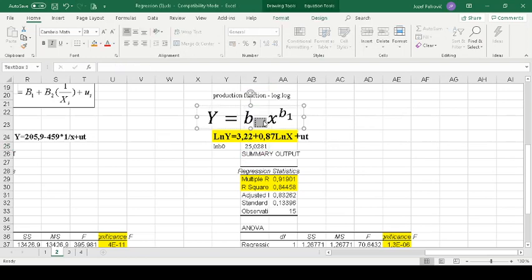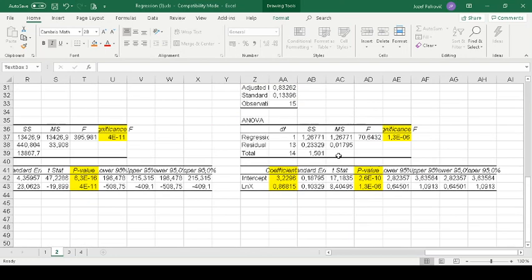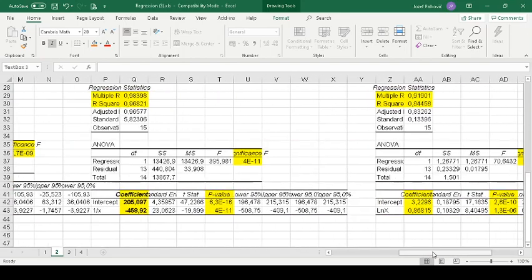So actually, if you would like to write down this estimated function, it would be b sub 0 25.03, and you can put here 0.87. So this would be the estimated production function for these two variables. I hope you understand the principle of how to estimate nonlinear functions in Excel.